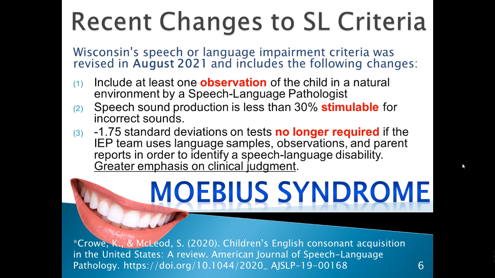Also, minus 1.75 standard deviations on a test is no longer required, although that is how most students will qualify for speech language services. But we have more complex profiles of students. For example, a student I worked with who had Mobius syndrome, meaning some of the muscles in her face did not develop. So it was physically impossible for her to do a P, B, and M. So there needed to be an emphasis on clinical judgment of what could we do to approximate those sounds, and also that there would not be a standardized test that would represent the student.